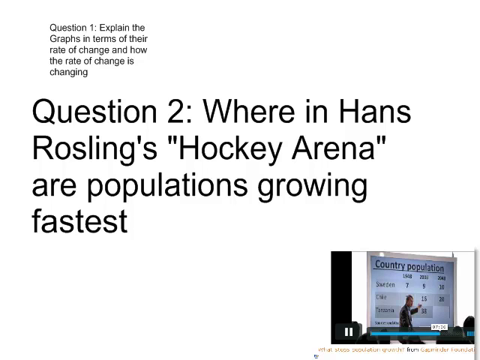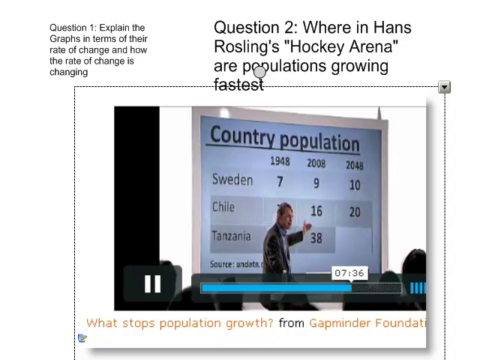And the final question deals with the populations of the countries that Hans Rosling is talking about. And so he was looking at Sweden, Chile, and Tanzania. What is happening to the rate of change of the populations of those countries in the periods that he examines? Okay, this is a fairly complicated question, so take some time, think about it, and give a good posting.